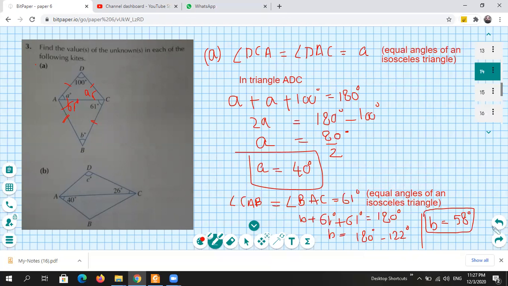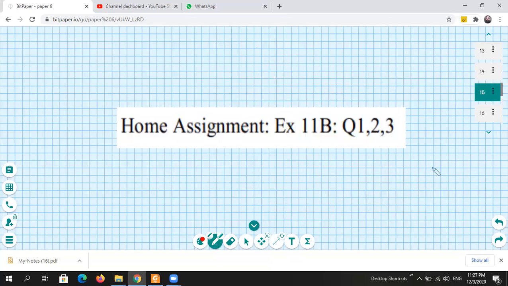All right. Now this is your home assignment. Question number 1, 2, and 3. All the parts, including those parts we have discussed in this lecture.